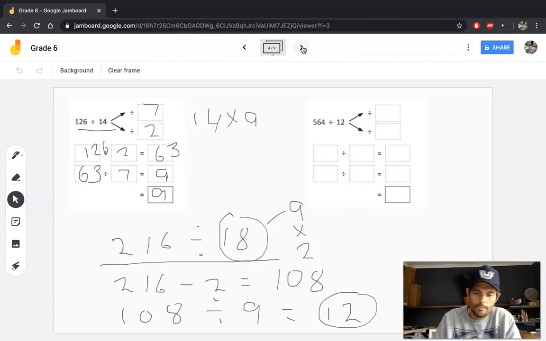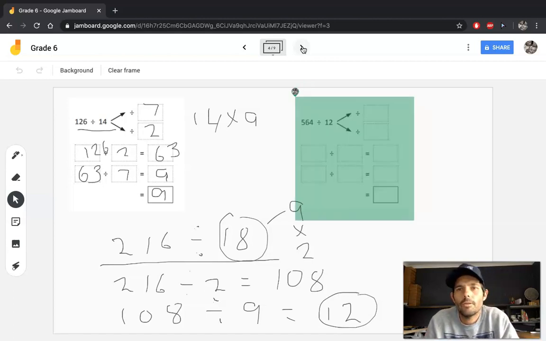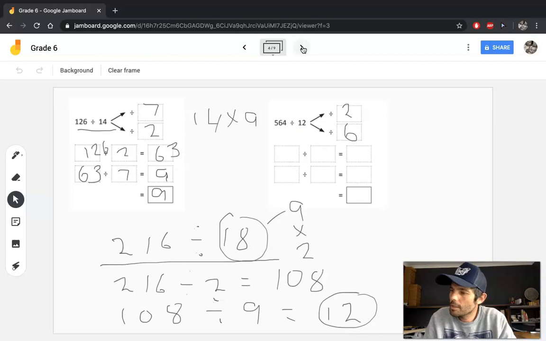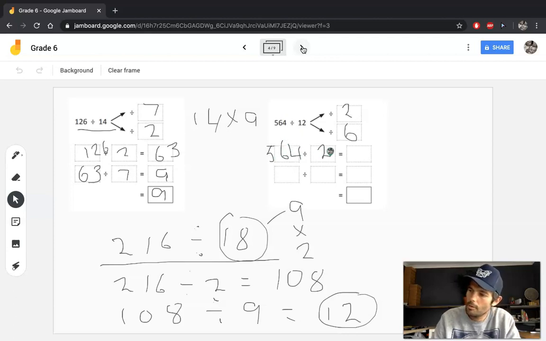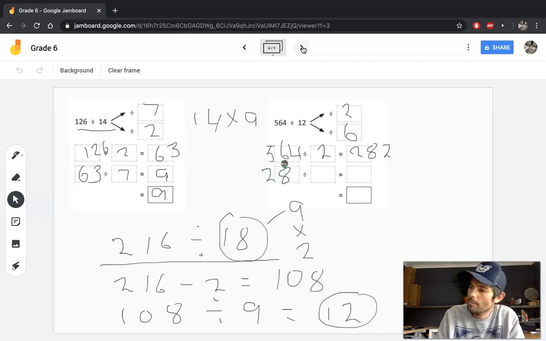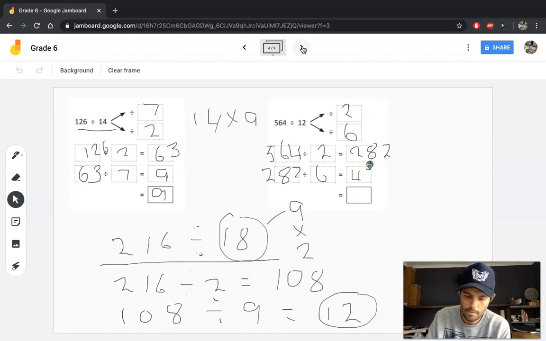The question on the right-hand side, let's move it over a bit. Here we go. Okay, 564 divided by 12. I'm going to turn the 12 into 2 multiplied by 6, because that's a factor pair of 12. So I know that 564 divided by 2 is going to give me 282. It's a good thing I worked it out before. And then 282 divided by the 6 is going to give me 47. So the equation of 564 divided by 12 is 47.